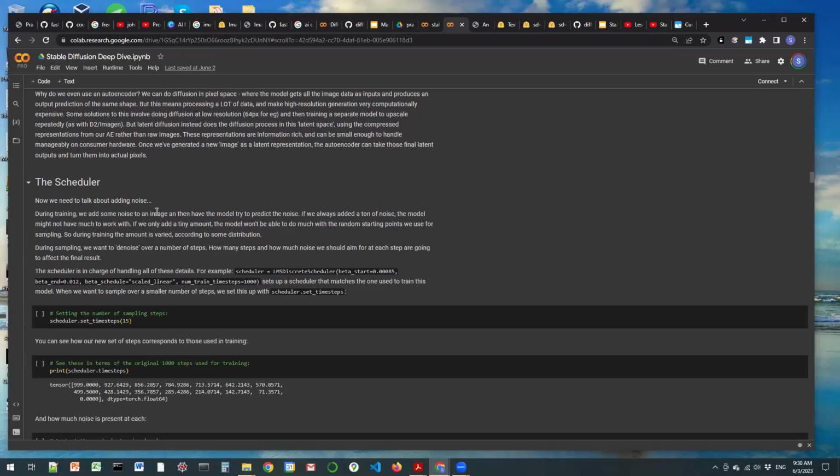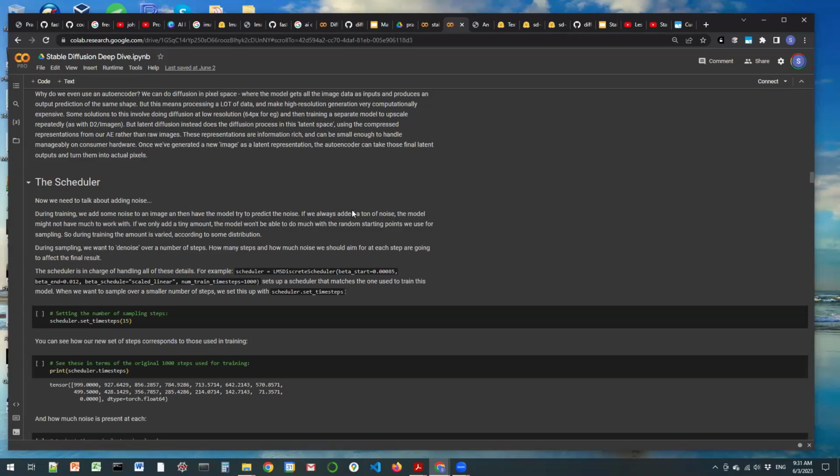Right? So during training, we add some noise to the image, and then we have the model try to predict the noise. That's how we train the UNet to always be able to predict the noise in the image. So during training, we add the noise and tell the UNet to predict the noise we added. So we know the ground truth noise we added, and we give that as training output in supervised training to get the UNet to be able to predict the noise we added.